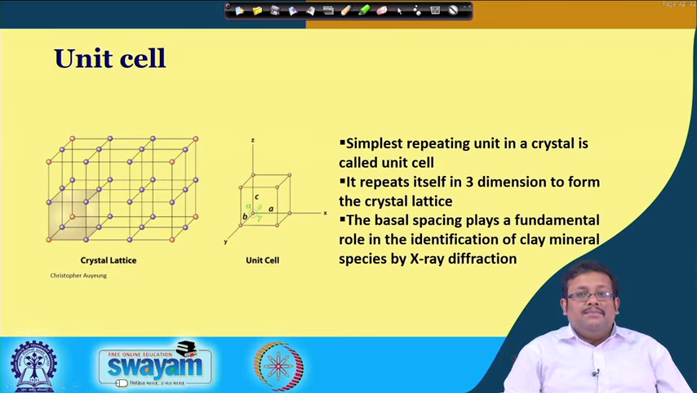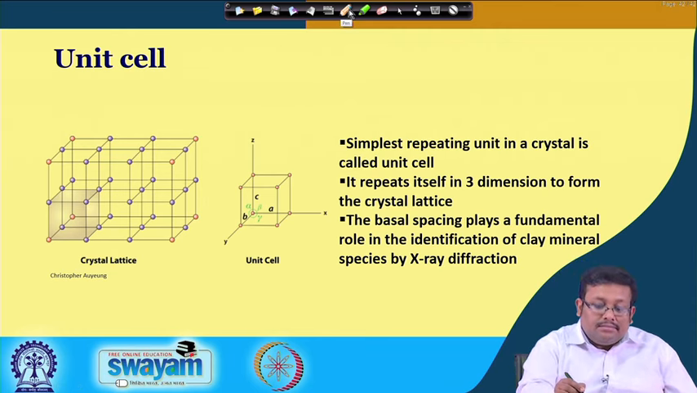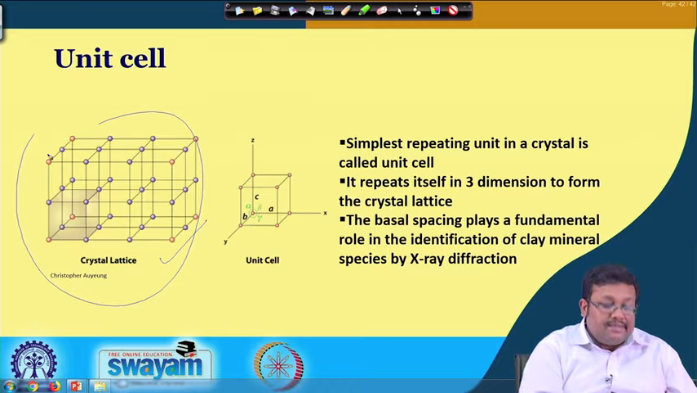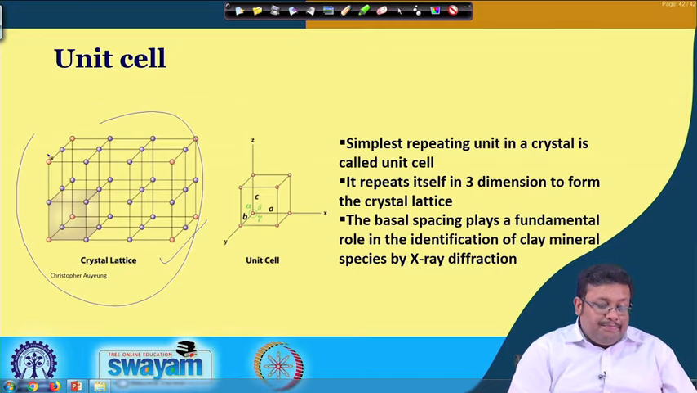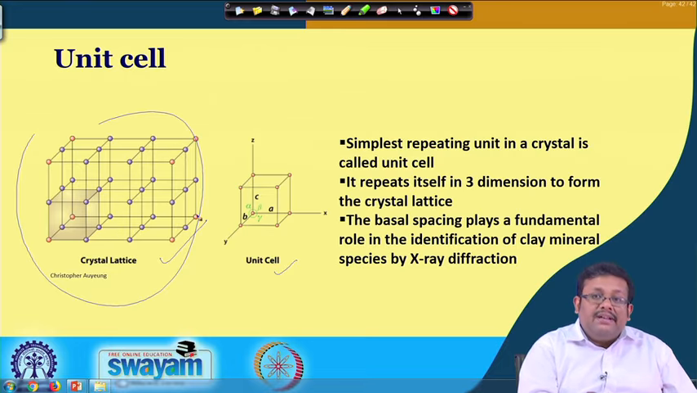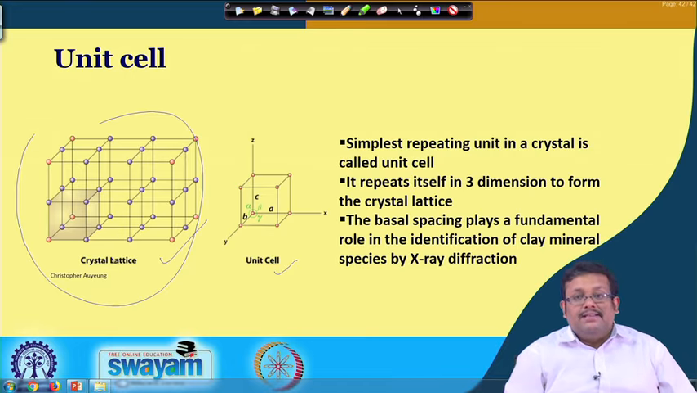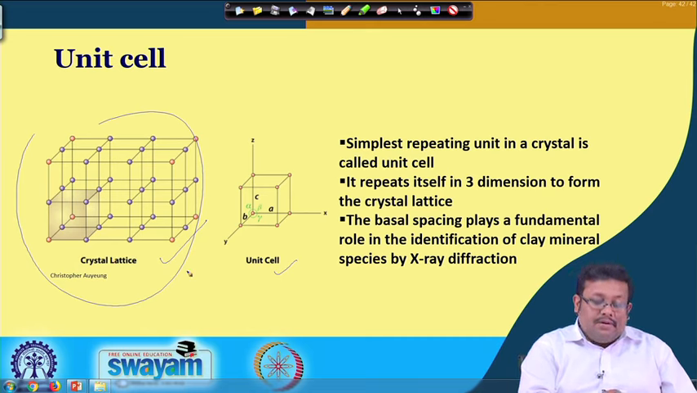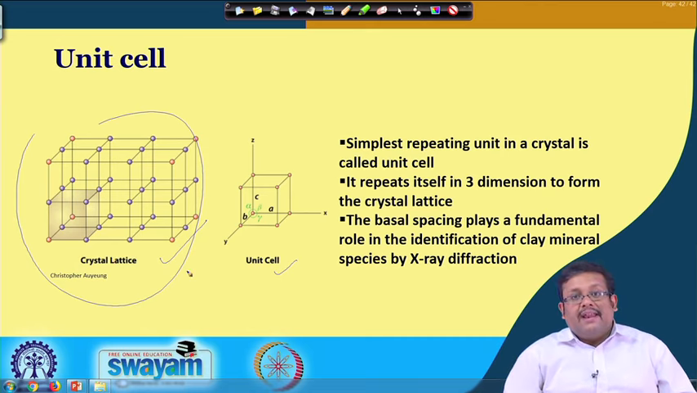This is a very important concept. Let me show you. This is a crystal lattice, this whole thing is a crystal lattice. Now, you know about the lattice and crystal, and each crystal lattice is made of some simplest repeating unit. We call it the unit cell. Now, this is a unit cell. This unit cell will repeat itself to create this whole crystal lattice, and it repeats itself in 3 dimensions to form the total crystal lattice, in the x direction, y direction, as well as z direction.